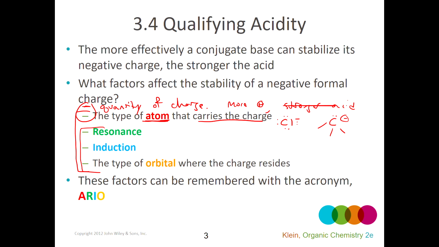So the textbook takes the atom, resonance, induction, orbital, and converts that into an acronym. Since we're using the quantity of charge, I'm going to put a C in front of that acronym. And then later today we're going to talk about solvation, and so we're going to put an S for solvation at the beginning of that as well. So the full acronym that really includes all the relevant factors isn't really ARIO as much as it is SCARIO. So we'll talk about that as we go through.